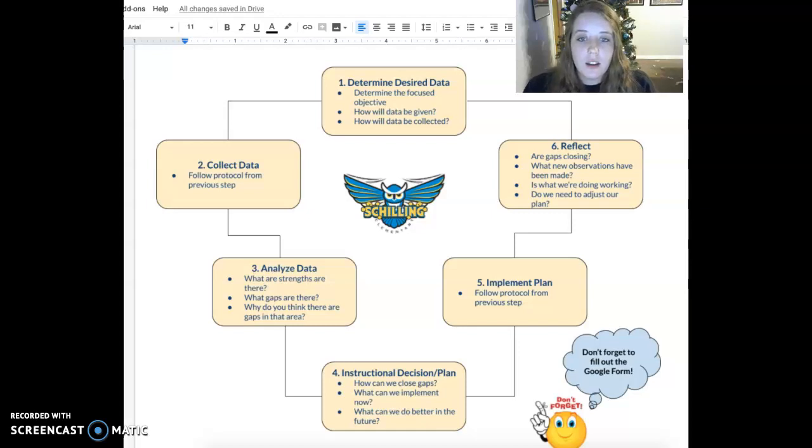This is the graphic that I made that would go over our data protocol. It's a process that would repeat because, like we learned, our data analysis is always going on. It's always going to be occurring, especially with school improvement.